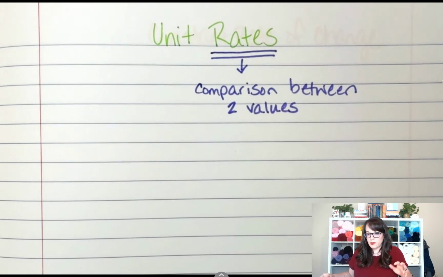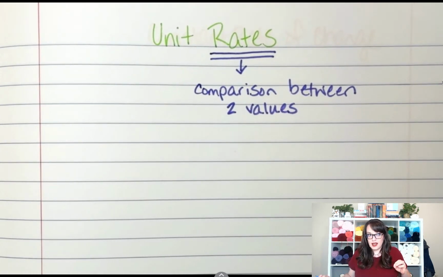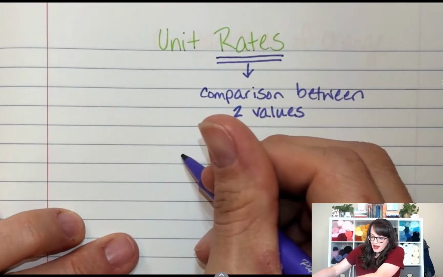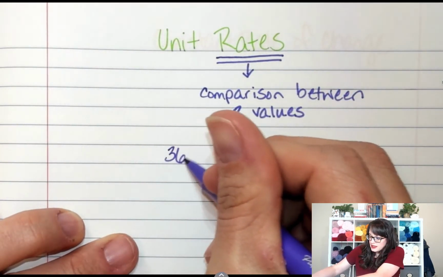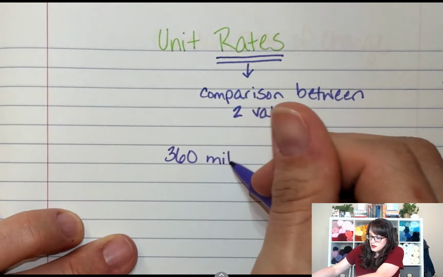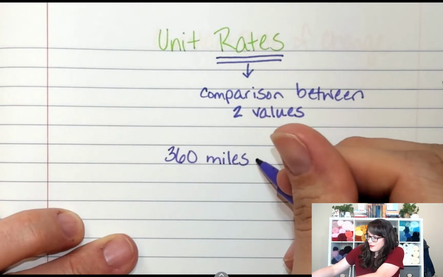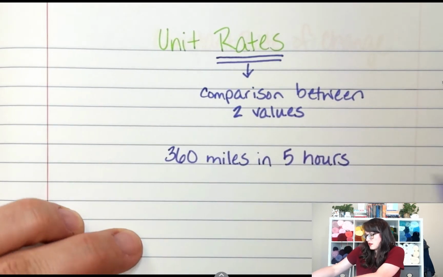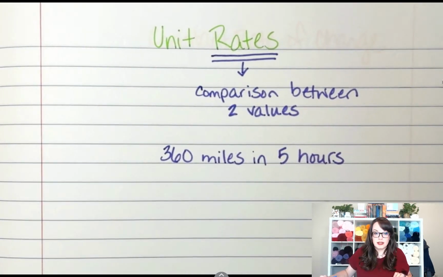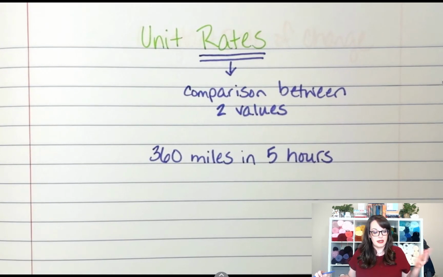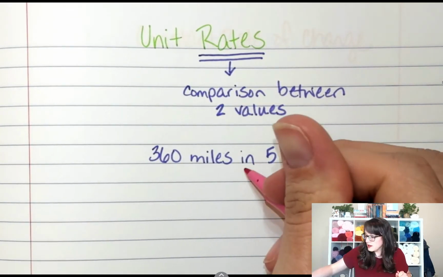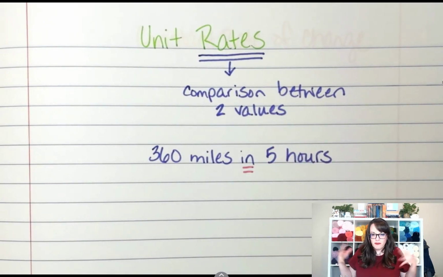One rate you're probably very familiar with is a speed limit. So if I can travel 360 miles in 5 hours, this is a rate. This is my rate of speed. So when I see the word "in," this is kind of my tying word that tells me that this is a rate.